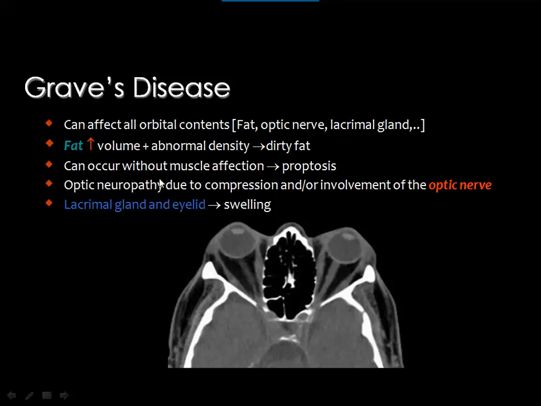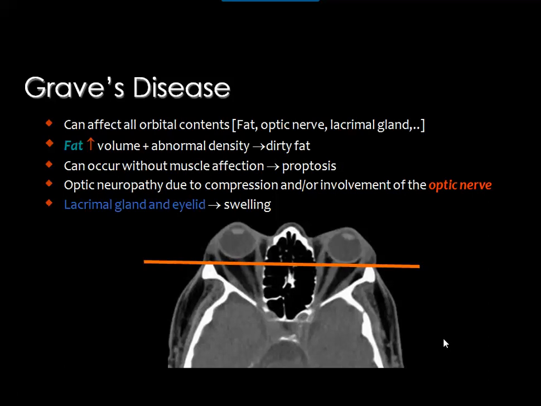Graves' disease can also affect the lacrimal gland and the eyelid. It can also affect the optic nerve, but the most commonly involved structures in the orbit are the extraocular muscles and the fat. Also, by enlargement of the extraocular muscles, you may get compression of the optic nerve near the optic frame.